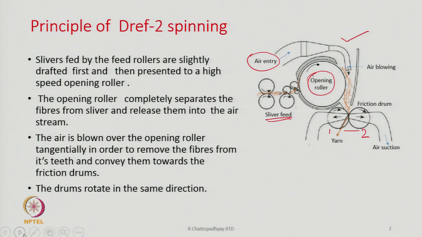Friction drums are connected to suction, air suction. You see this side and this side also. This is also connected to air suction. So, the fibers are landing near the nip area of the friction drums. The drums rotate in the same direction.